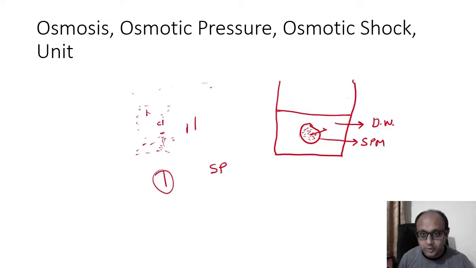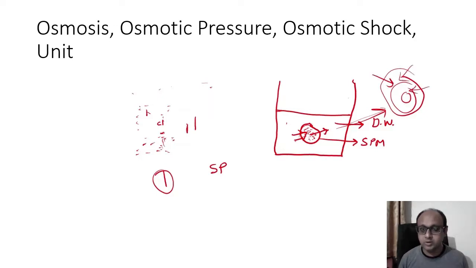Salt cannot go outside of the cell to maintain the equilibrium, right? Because the cell wall will not allow salts to go out. So what will happen? Water will enter this cell. And what is the fate of this cell? The cell will increase in size, because water is moving inside to dilute the concentration and maintain the equilibrium, and the cell will bulge, and at some point this bulged cell will burst. So this cell will burst and the cell will die.